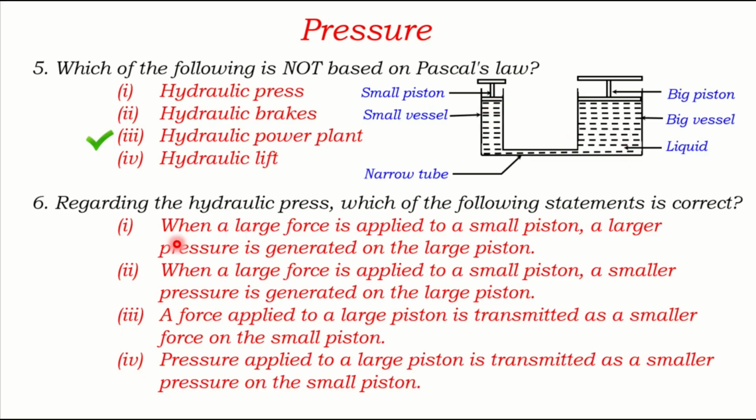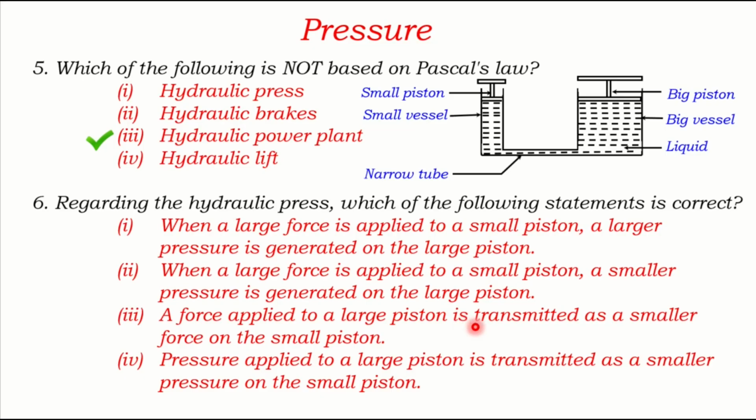Okay, after this, now we can check the options. When a large force is applied to a small piston, a larger pressure is generated on the large piston. No, we cannot compare force with the pressure here. When a large force is applied to a small piston, here if large force is applied, a smaller pressure is generated on the large piston. No, we cannot compare this pressure with force.